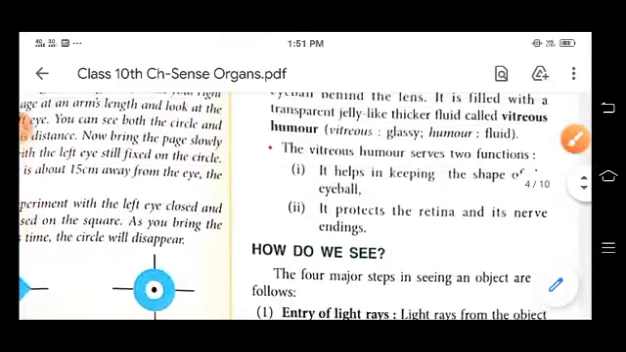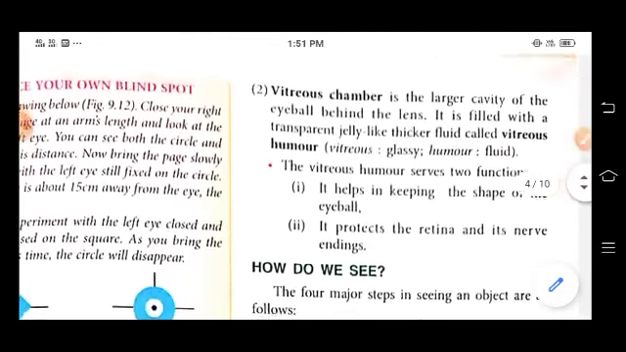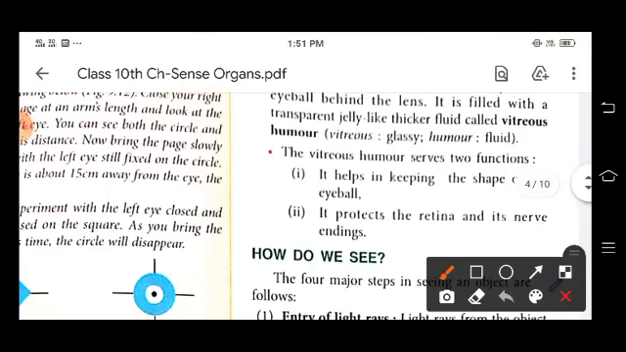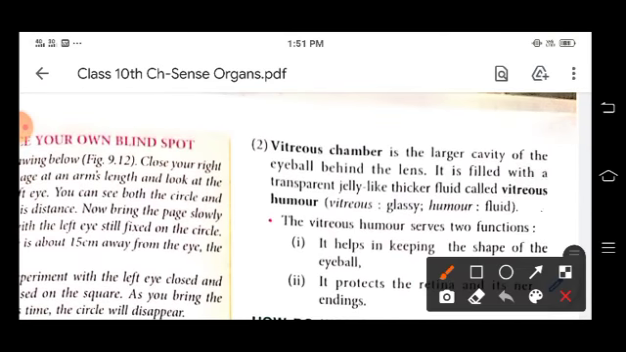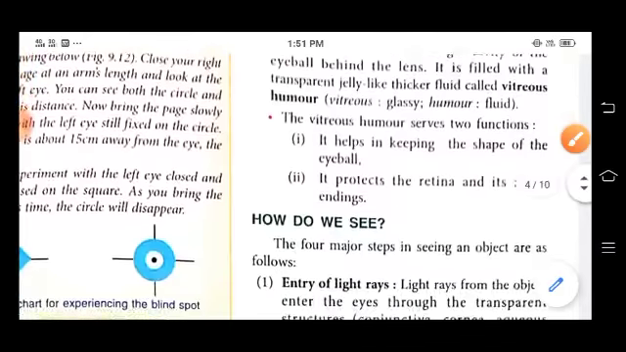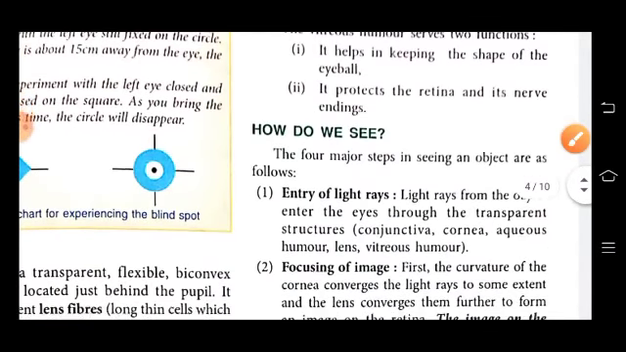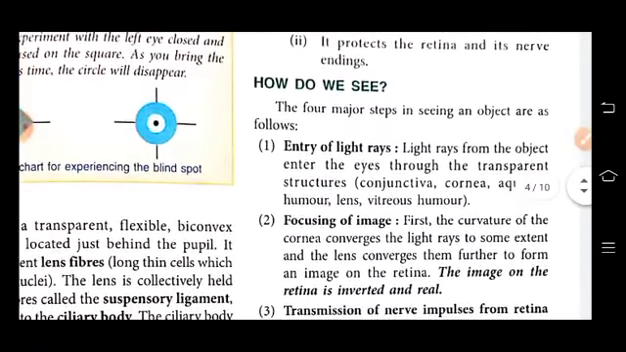Now the vitreous chamber is the large cavity which is filled with a liquid, and this liquid is known as vitreous humor. It helps in keeping the shape of the eyeball, and it also protects the retina and its nerve endings. So this is all for today, children.